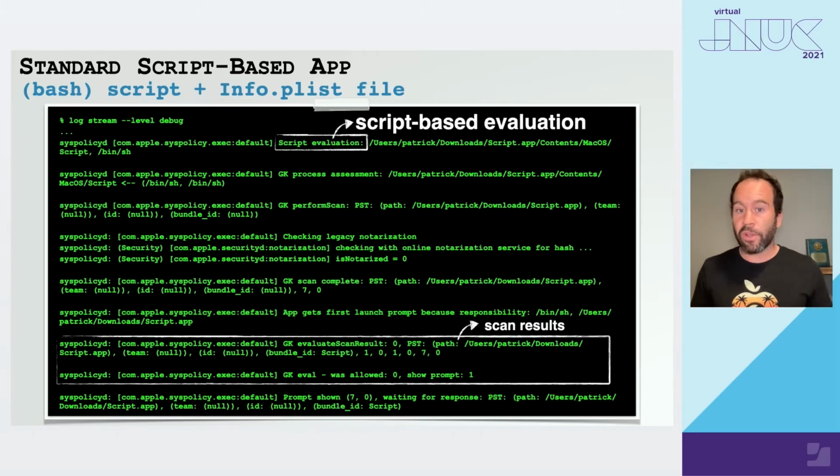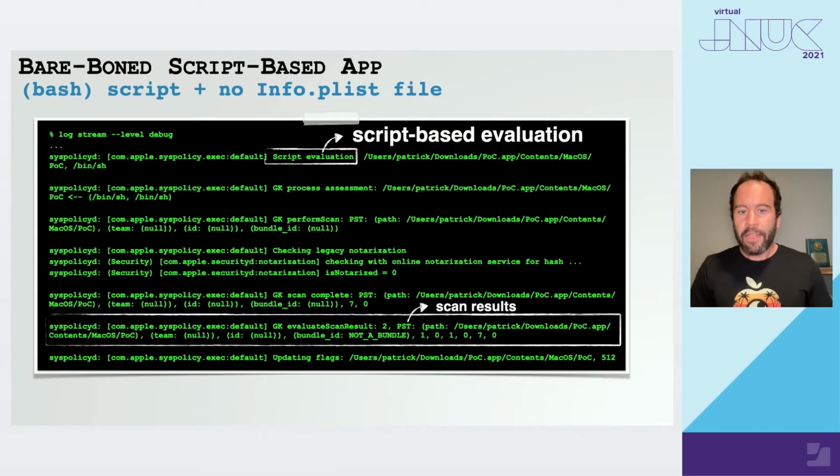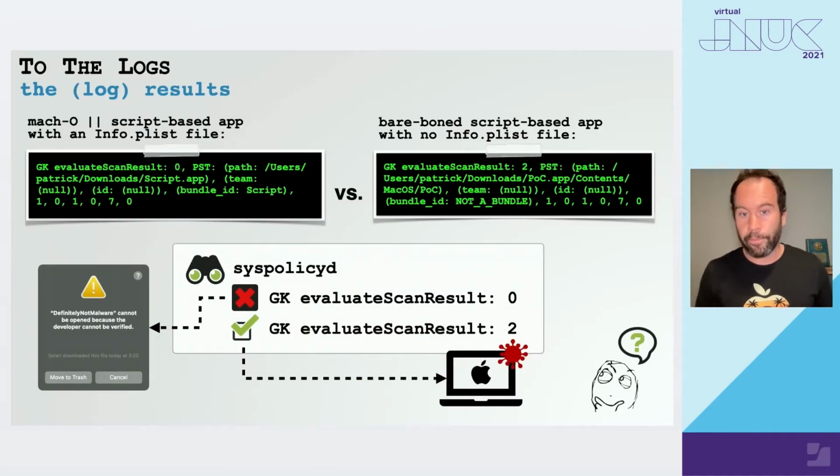Again, we can see scan results being shown, but there is an additional logging message saying script evaluation, which indicates there's a different code path if an application contains a script. And then finally, our proof of concept, the bare-boned application that has no info.plist file and has a script, we can see it goes down the same code path, but the scan results are different and no prompt is shown.